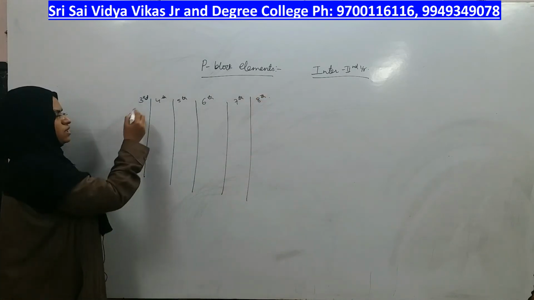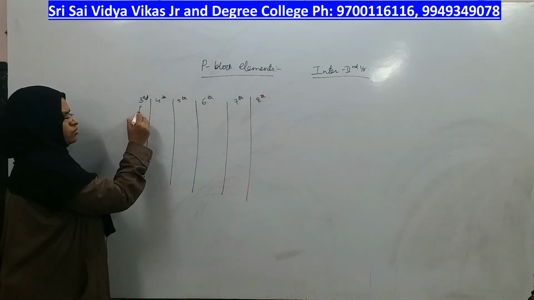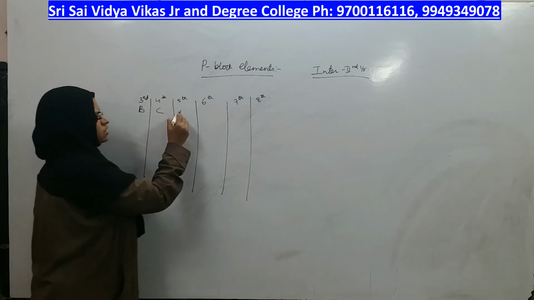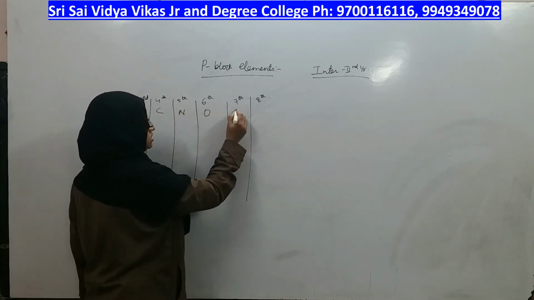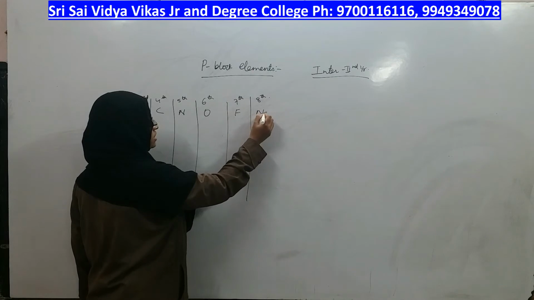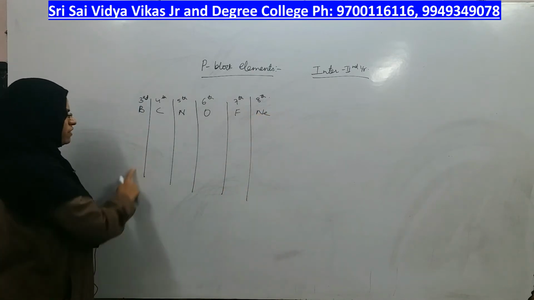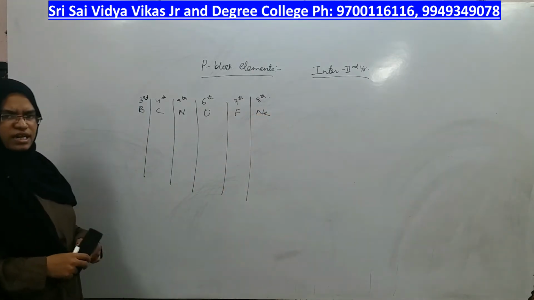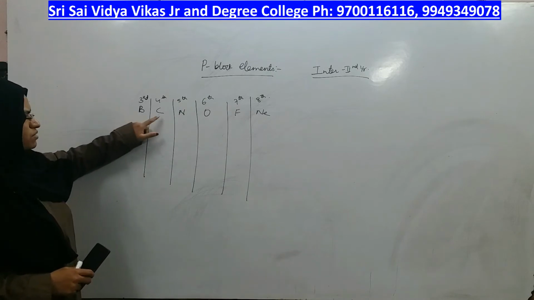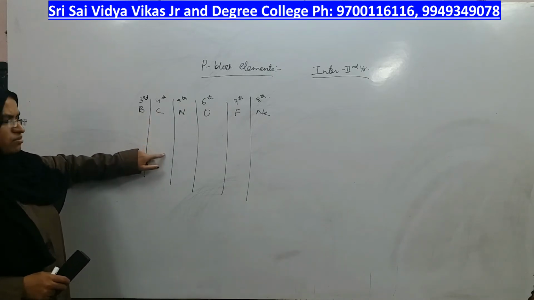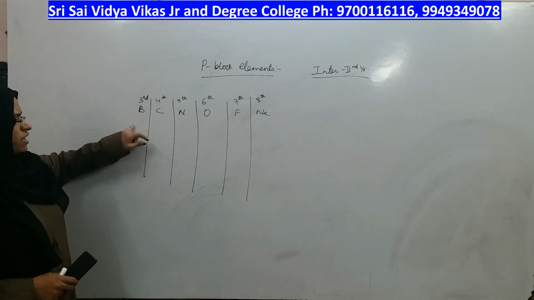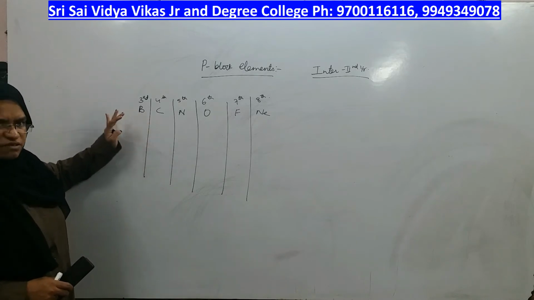So now in 3rd group who comes? Boron, carbon, nitrogen, oxygen, fluorine and neon. Boron family means all the elements coming in that group. Carbon family means all the elements coming under carbon. We have already studied in our first year.